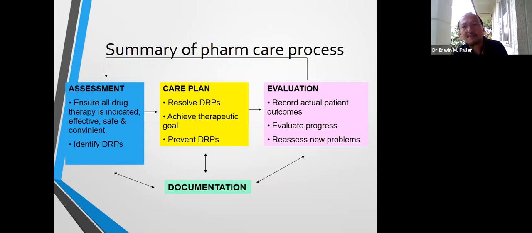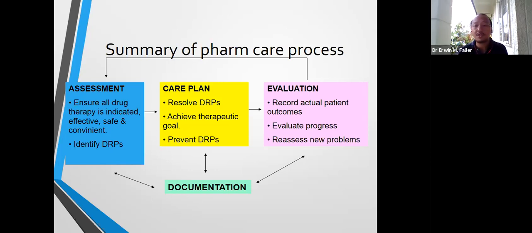Now let's try to summarize what we have learned. In the summary of our pharmaceutical process, we have learned that assessment is very crucial to ensure that all drug therapy is indicated so that it may be effective, safe, and convenient for our client. We'll also assess whether there is any drug-related problem associated with this particular drug or the treatment regimen that the patient is having.